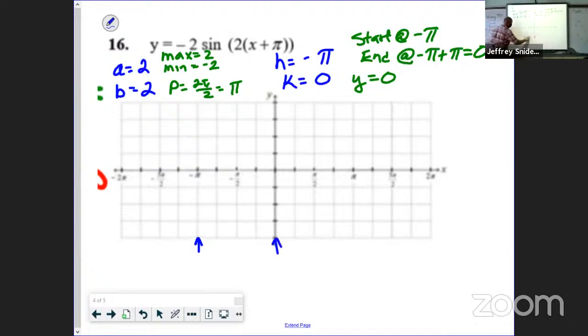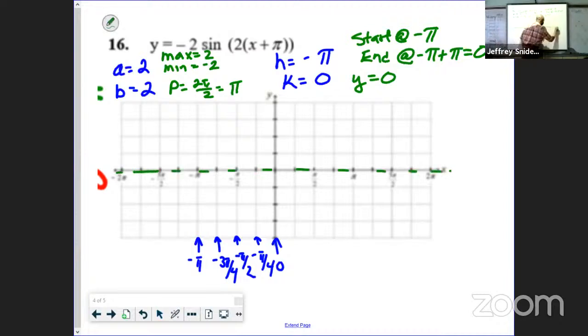Well, this is nice because it's actually divided into the exact same number of pieces that I need. And that's already at negative pi over 2. This is negative pi over 4. This is negative 3 pi over 4. These are already given to me. Okay? So if I want, I can draw my midline. There it is.